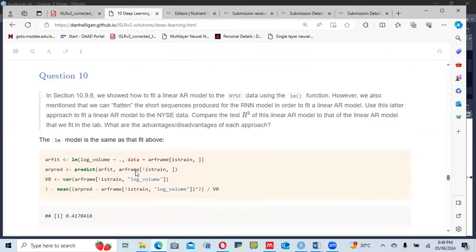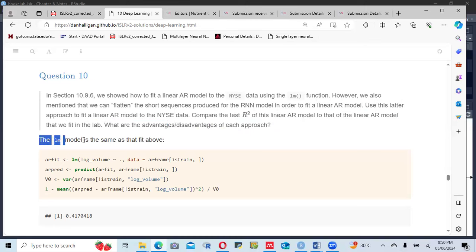For question 10, they said in section 10.9.6, we showed how to fit a linear autoregressive model to the NYSE data using the LM function. However, we also mentioned that we can flatten the short sequences produced for the recurrent neural network model in order to fit a linear AR model. So here we use this latter approach to fit a linear AR model to the NYSE data. We should compare the test R square of this linear AR model to that of the linear AR model that we fit in the lab. Then, what are the advantages and disadvantages of this approach?